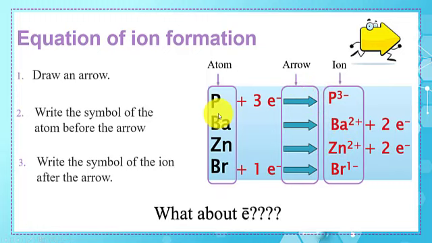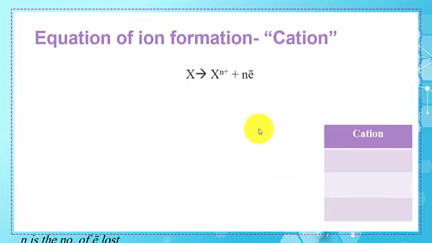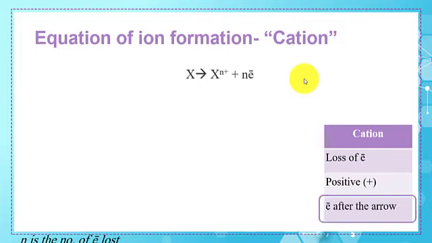But what about the number of electrons? Concerning the number of electrons, it differs between a cation and an anion. We start with a cation. In case of cation, the number of electrons is written after the arrow, and that's because the electrons are lost by the atom. So, N is the number of electrons lost. We have loss of electrons, the cation is positive, and the electrons are written after the arrow.